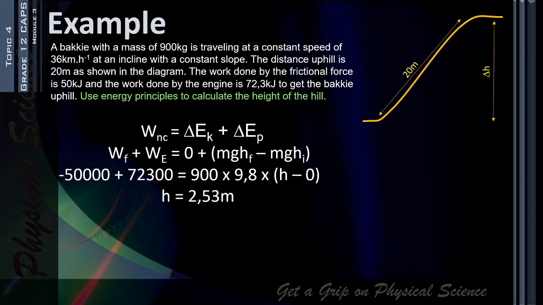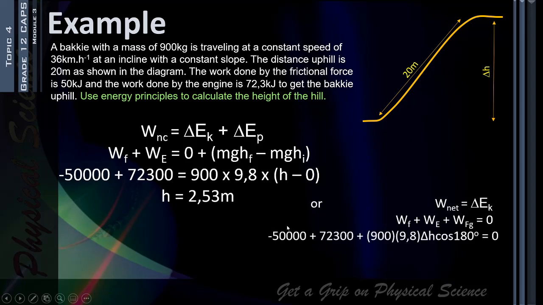A second possible solution is where you use the work energy theorem. Now when you calculate the net work, you have to include all the conservative but also the non-conservative forces. That means you will have to include the work done by gravity. The change in kinetic energy is 0 because the bakkie is moving at a constant speed. The work done by friction is negative 50,000. The work done by the engine is 72,300. And then we can calculate the work done by gravity.